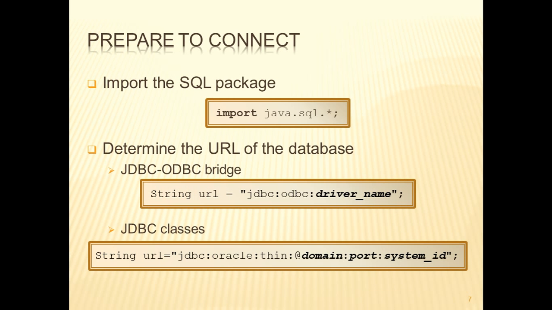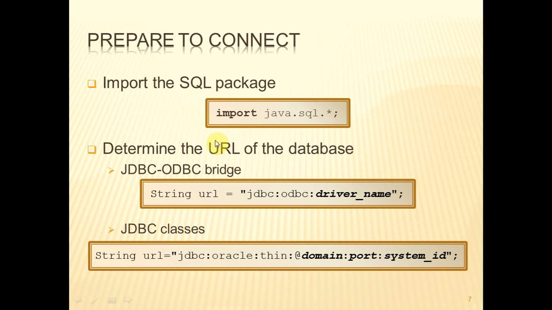So the first thing we have to do once we've got our driver route sorted out is to connect to the database. The preparation for that involves these three things. First of all, import the java.sql package. In that package we'll find all kinds of classes that we need for interacting with databases.